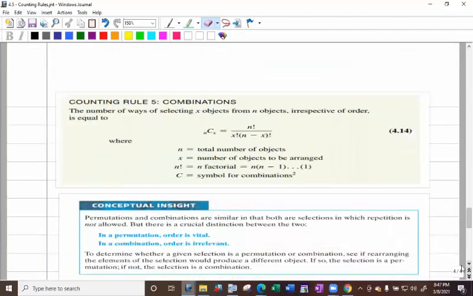Counting rule 5, combinations. This is where you're selecting X objects out of N objects, irrespective of order, meaning the order doesn't matter. Whatever order makes no difference. So I can use several examples here, but I'll use the horse racing one. Suppose you're going to try to buy some horses. And let's say you want to buy the first 3 finishers in that race, just whatever 3 finished. Doesn't matter what order they're in, just the top 3.